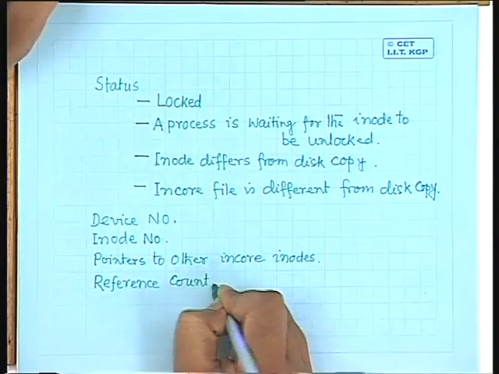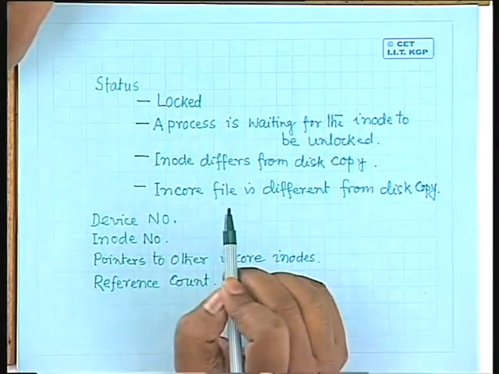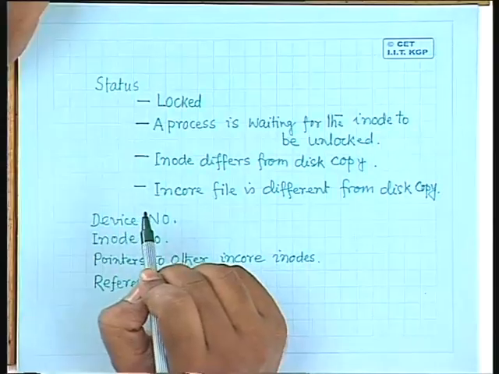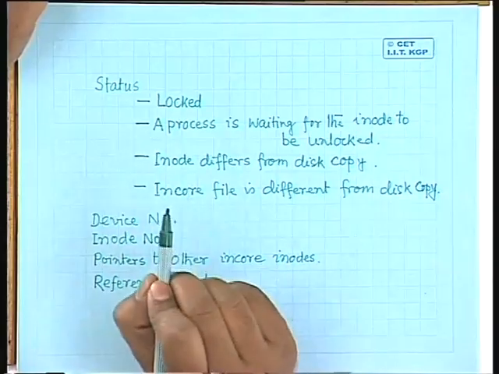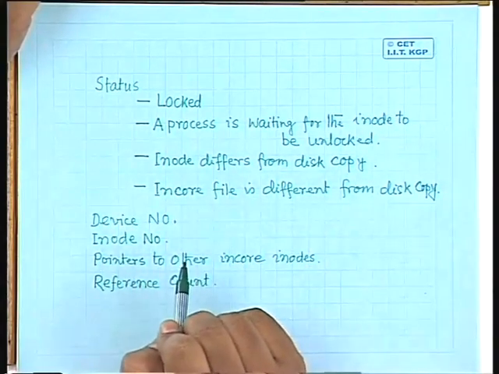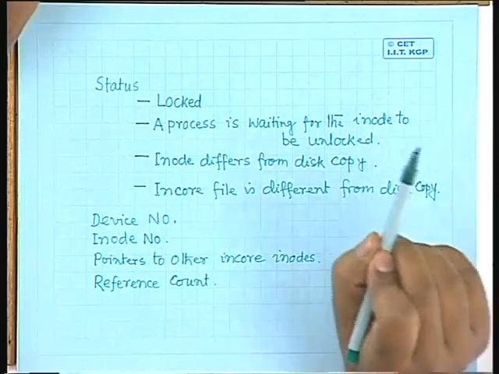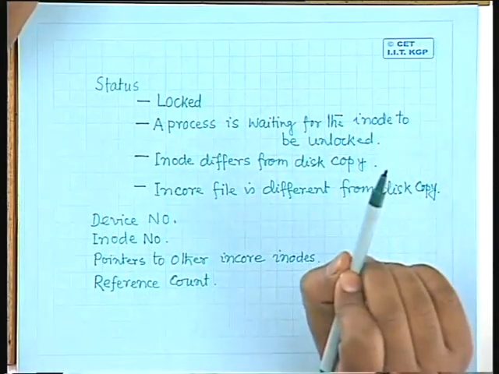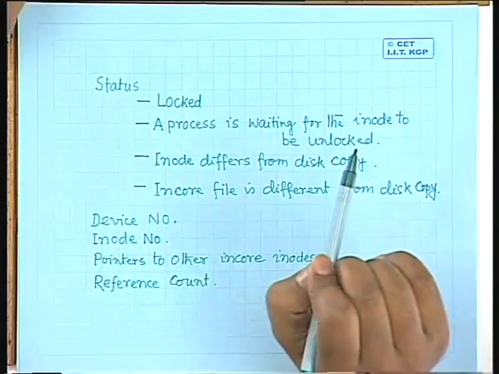And it is the reference count which makes unlocked in case of buffer different from unlocked in case of inode. In case of buffer cache, we have said that whenever the buffer is unlocked, that means the buffer is free, and it can be on the free list in addition to its existence on the hash queue. In case of inode, there is a possibility that the same file may be opened simultaneously by more than one process, and we expect that as long as the file is open, its inode should be present in the main memory. I can remove the inode from the main memory only when the file is closed.